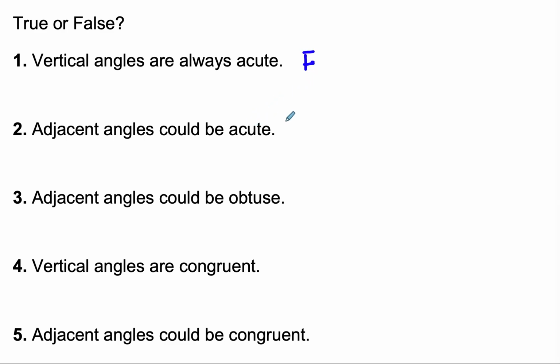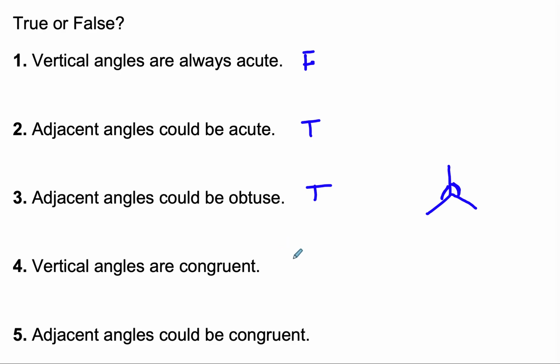Number 2, adjacent angles could be acute. Sure, they can be acute. They don't have to be acute. They could both be right angles and adjacent. Adjacent angles could be obtuse. Yes, that's true too. If you had 2 obtuse angles that were adjacent, it would look something like this. Maybe this and this. Here, this one's an obtuse angle, more than 90 degrees. This is an obtuse angle. They're sharing a side. So yes, absolutely they could.